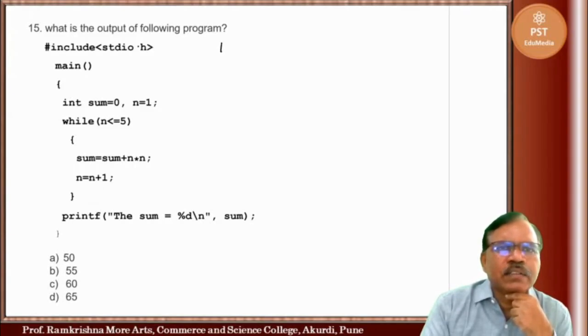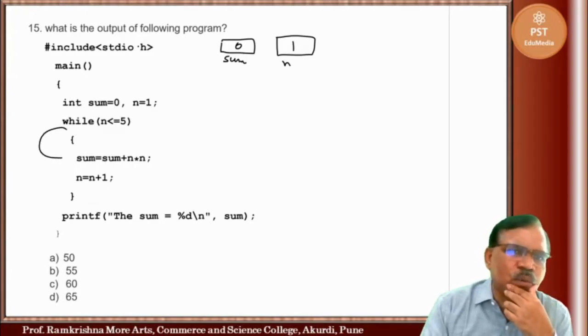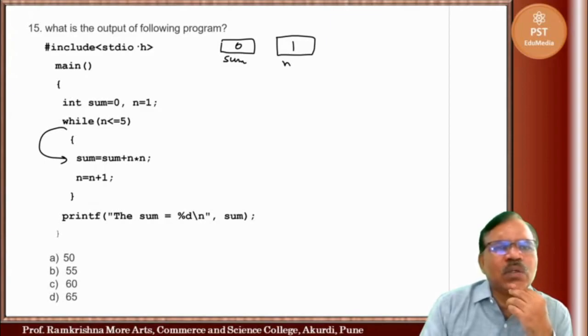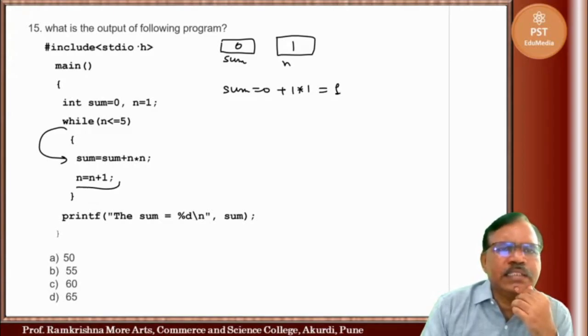Now here, we have memory location for sum 0, n 1. Now while n less than 5, condition is true, so it will enter here. Sum equal to sum plus n star n. Earlier sum is 0, n is 1, 1 star 1, so we'll get 1. Then n is increased by 1, so n becomes 2.